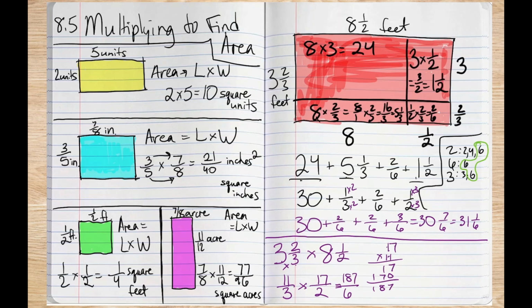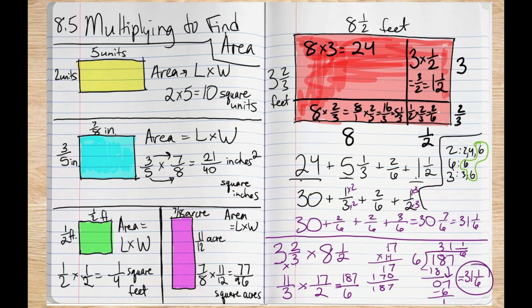Now, I don't have 187 divided by 6 memorized, so I'm going to use my long division. 187 divided by 6. 18 divided by 6 is 3. Bring down my 7. 7 divided by 6 is 1. I have 1 left over, and I'm still trying to divide that 1 by 6. So that's going to give me an answer of 31 and 1/6.